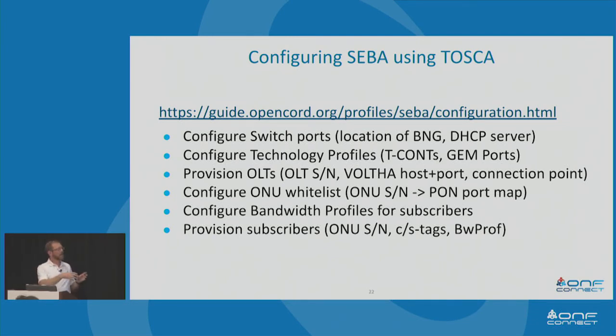And then you give other information about subscribers. Here, the abstraction of a subscriber is tying everything together. A subscriber maps onto an ONU with a particular serial number. A subscriber has the C and S tags associated with it for actually routing the traffic through the network. It has bandwidth profiles, technology profiles. Subscribers is the thing where everything comes together. So you need to use TOSCA to configure this information into SEBA to actually operate the system.